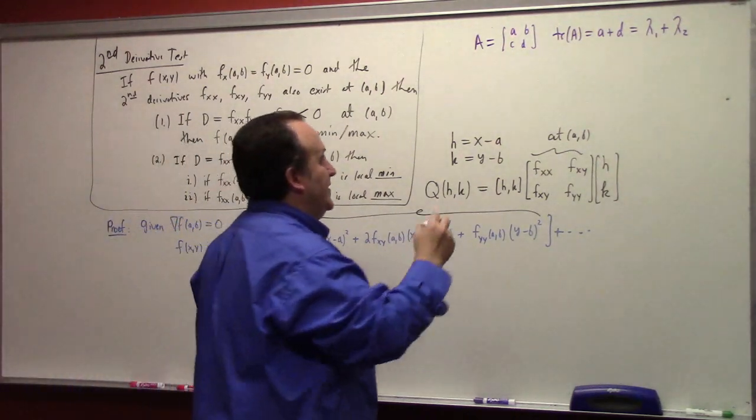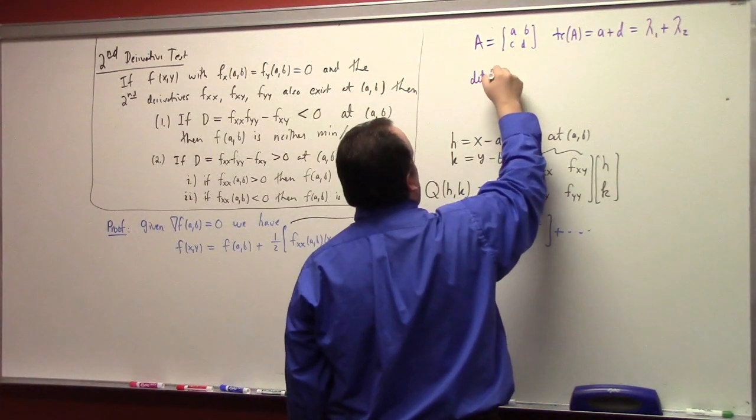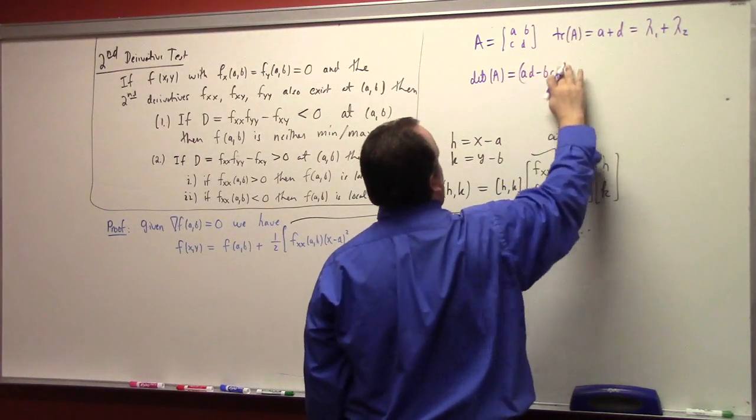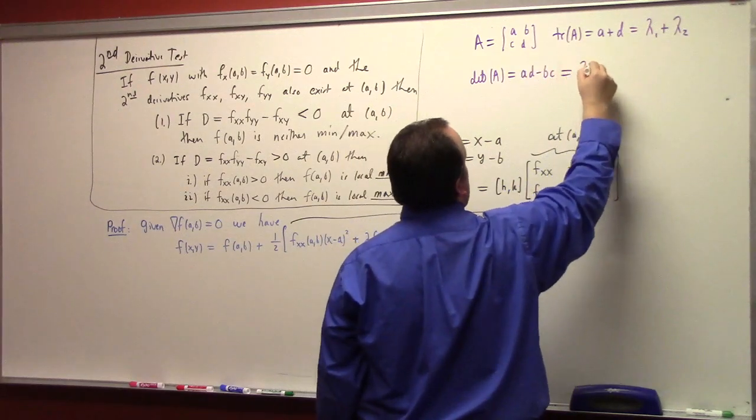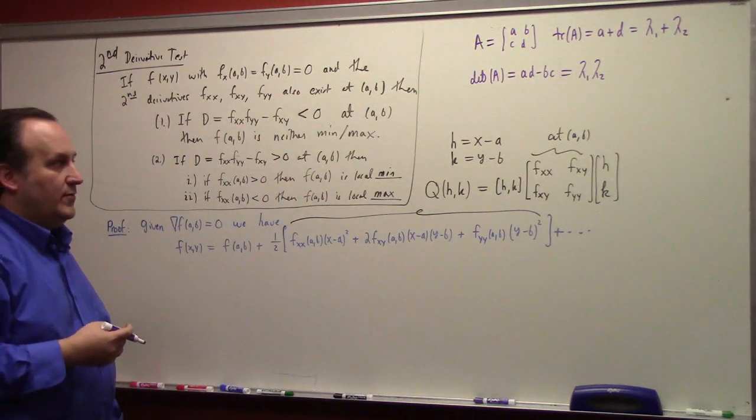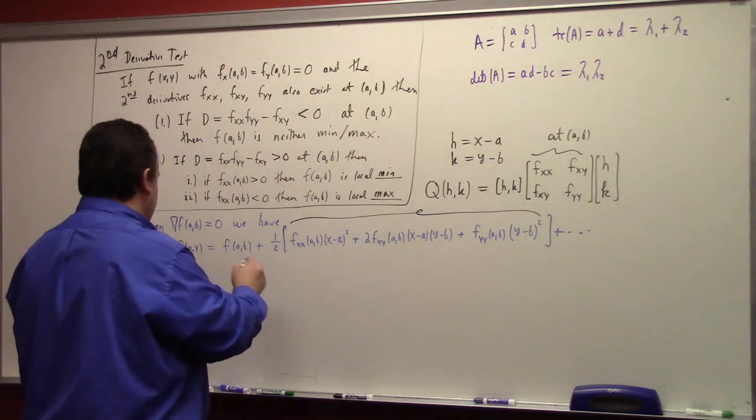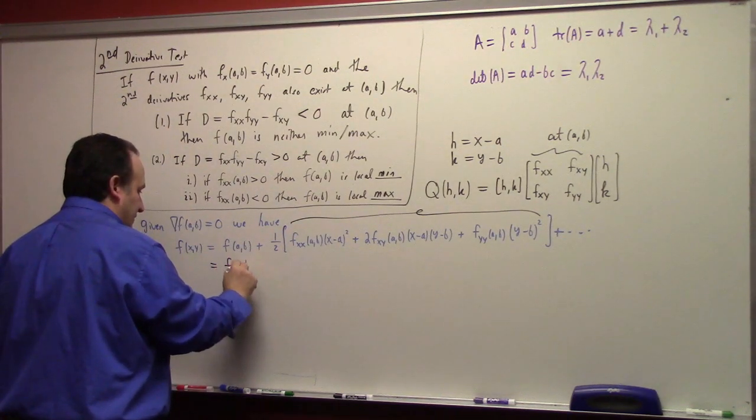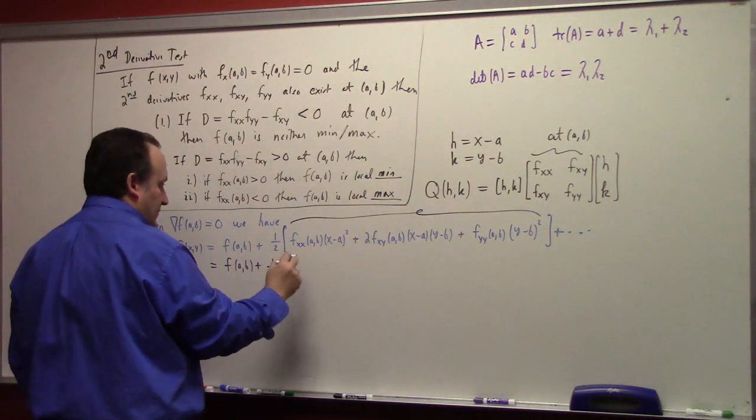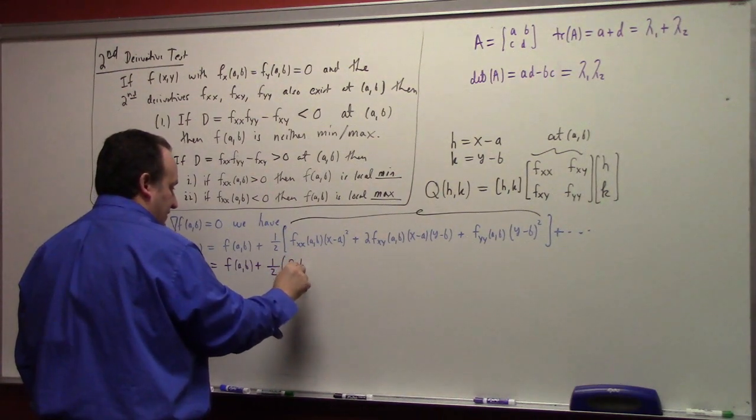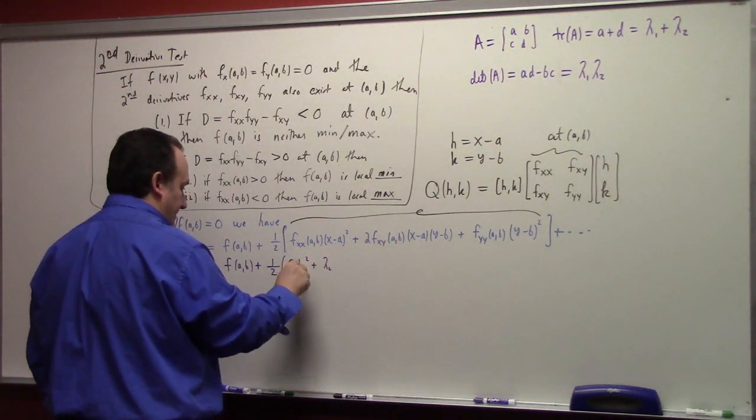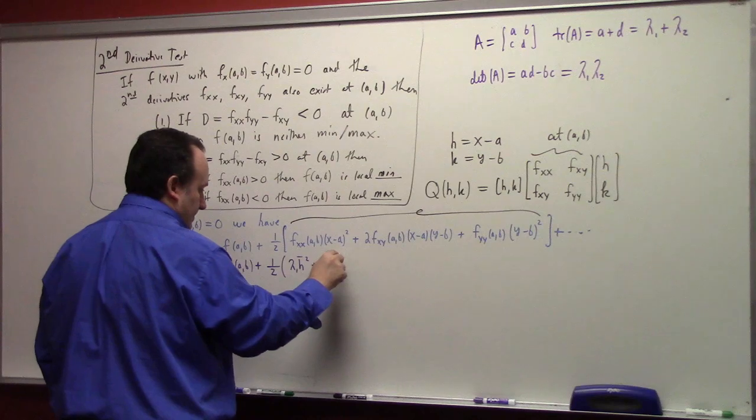But I also know that the determinant of A is the product of the eigenvalues, right? But what, so, okay, so this equals what? Well, this, by the theory of quadratic forms, is plus what? Plus 1/2 of lambda 1 h bar squared plus lambda 2 k bar squared, right?